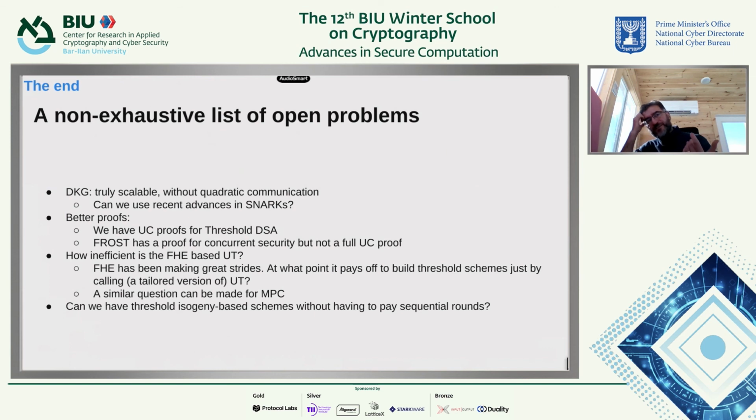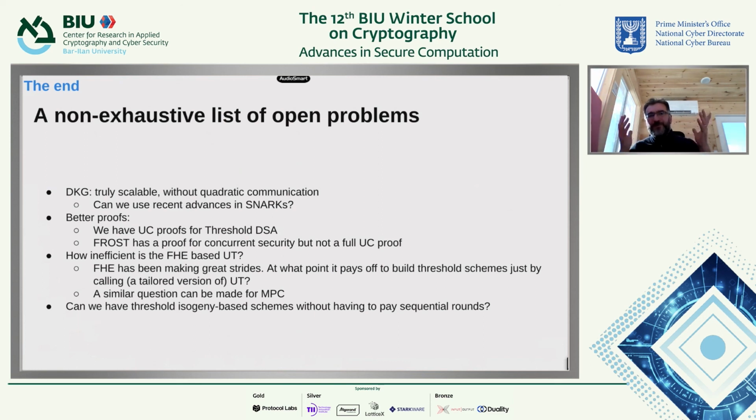The proof that Frost has does have a proof for concurrent executions of Frost, but not a proof for UC. I don't think it would be too difficult to get it for Frost or to modify Frost in a way that wouldn't lose much of the efficiency and beauty of Frost and get a full UC proof. So that, in my mind, is kind of a low-hanging fruit. People who have familiarity with UC proofs may want to look at that.